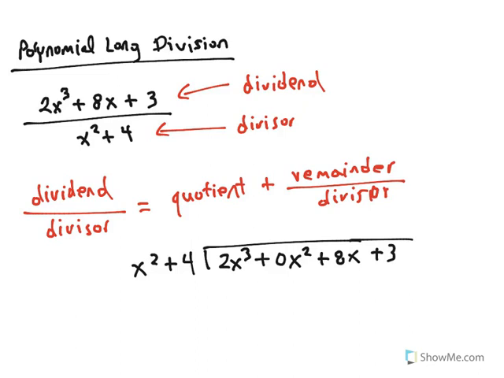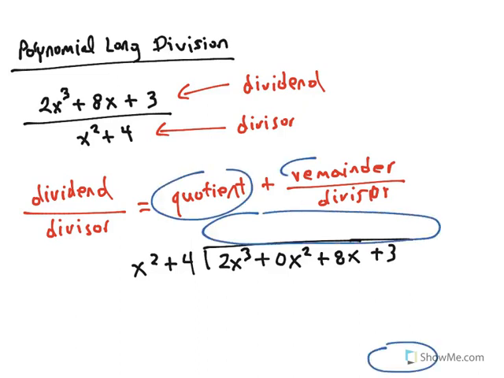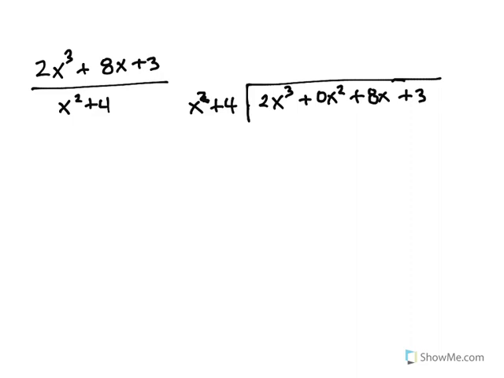So here we have a quick review of polynomial long division. So here's an example problem. Our dividend is 2x cubed plus 8x plus 3, and our divisor is x squared plus 4. So how do we write the answer? We're going to find the quotient, which we will write, plus the remainder over the divisor. So what is the algorithm? How do we do this?